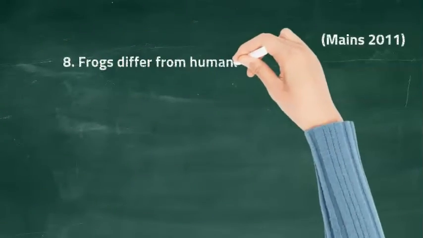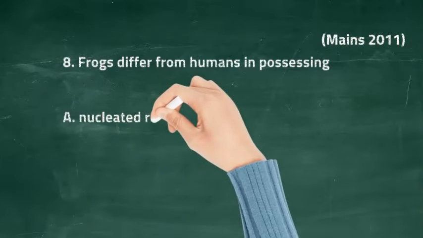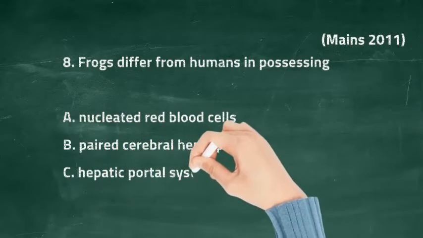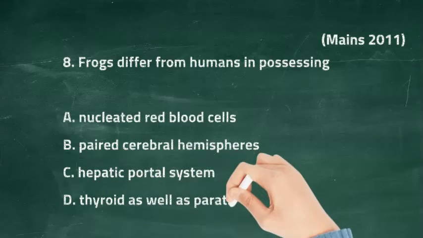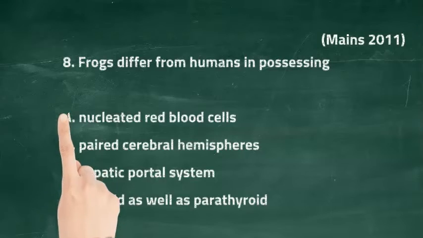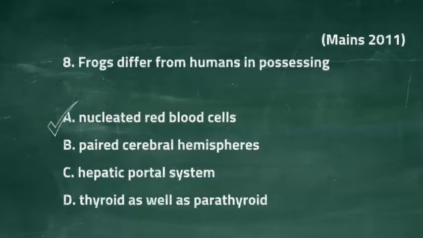Question 8. Frog differs from human in possessing: option A is nucleated red blood cells, option B is paired cerebral hemispheres, option C is hepatic portal system, and option D thyroid as well as parathyroid. The right answer is option A, nucleated red blood cells.